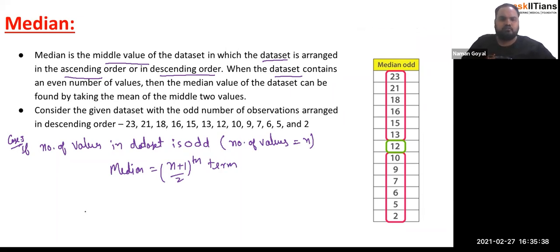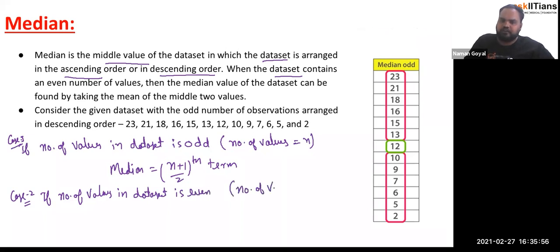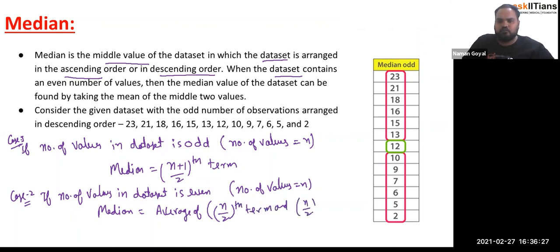Okay, next is the second case. If the number of values in the data set is even, where the number of values is again n, we can take the number of values as n. So now the median is the average of, let me write it down again, the median is the average of the n by 2th term and the (n by 2 plus 1)th term.